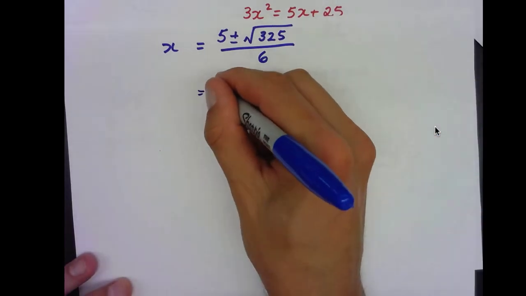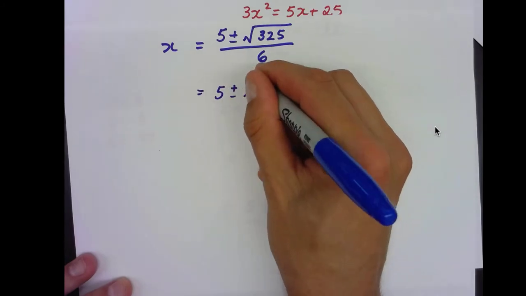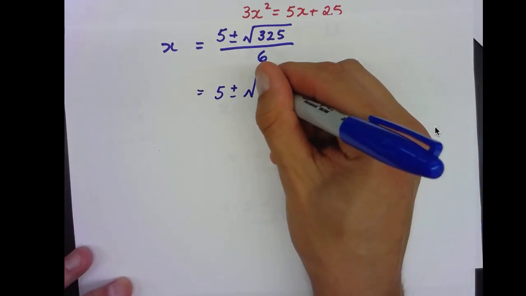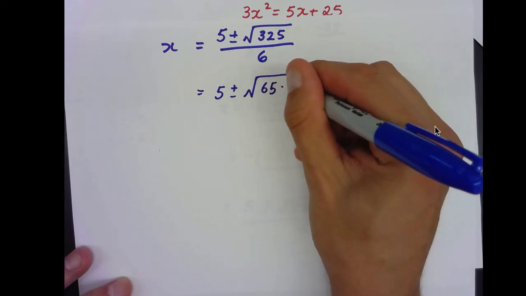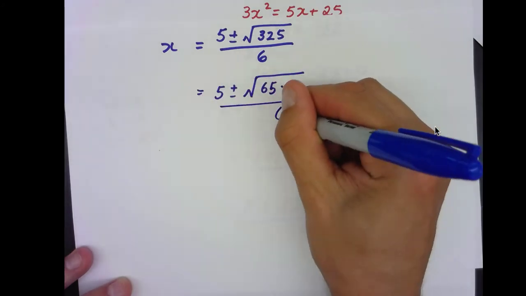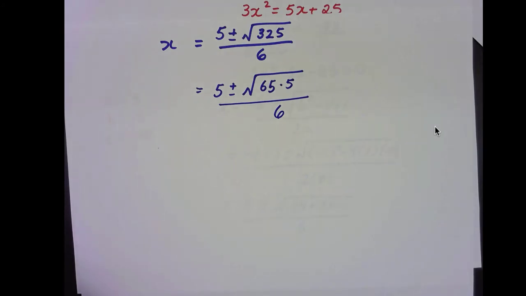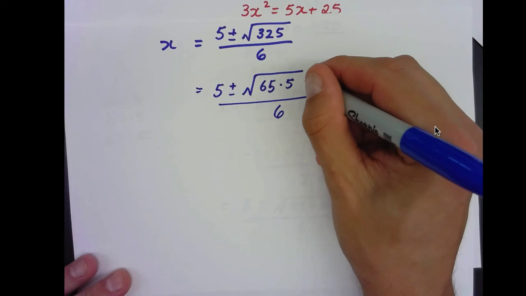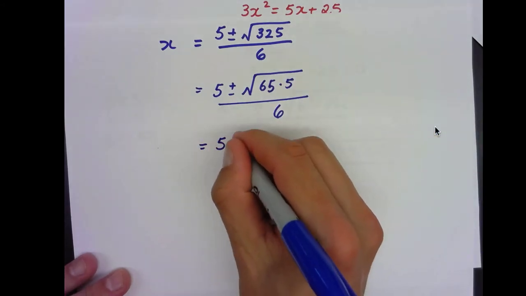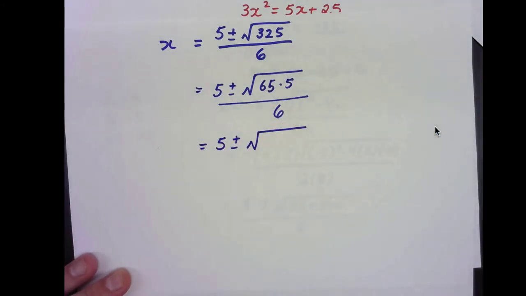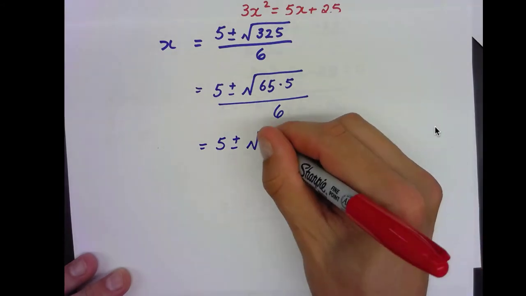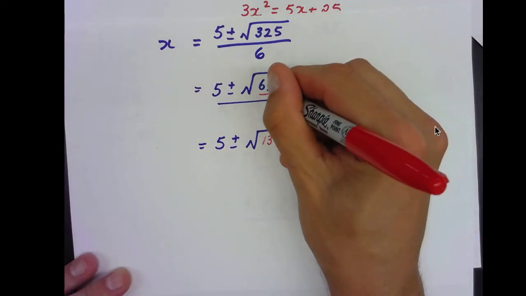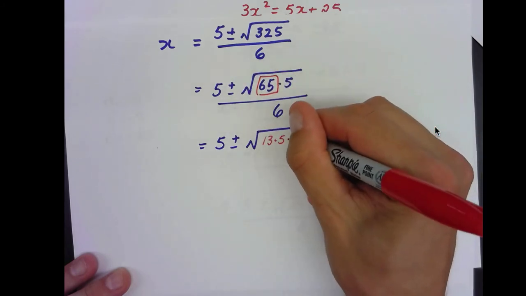So we have 5 plus or minus the square root of 65 times 5 over 6. Now, can we break up 65? And we can. It ends in 5, so that's 13. So let's go ahead and do that again. So 65 now is 13 times 5. That's what 65 is. I got this extra 5. Ooh, I like that. That's going to be nice.